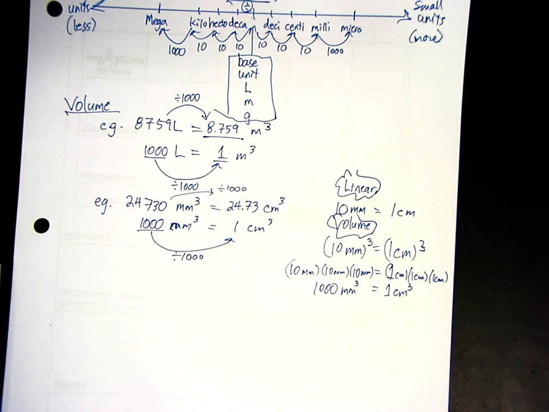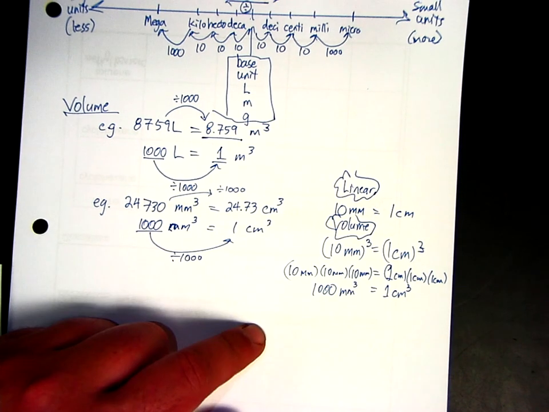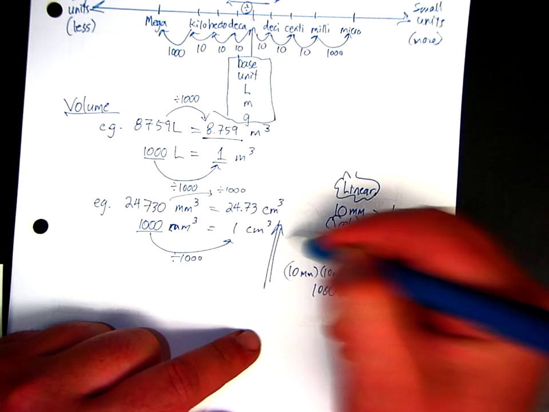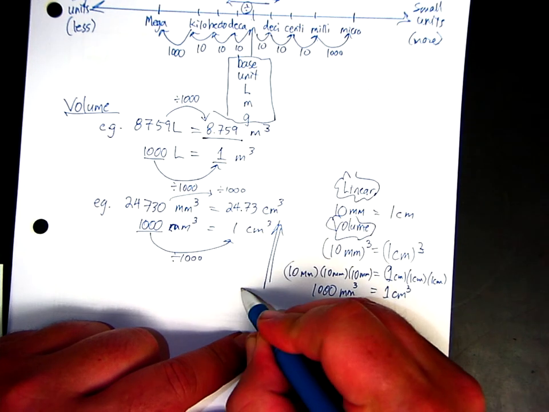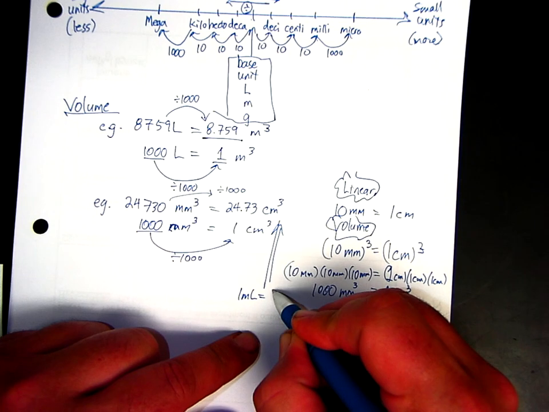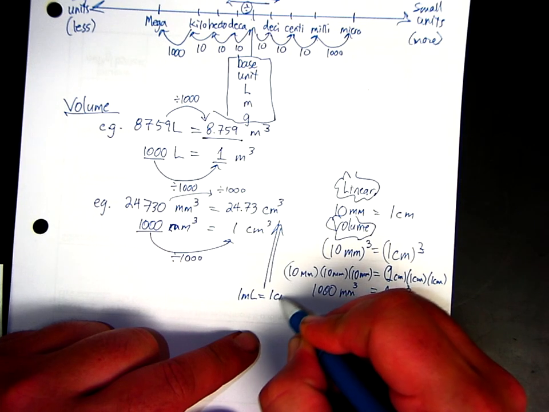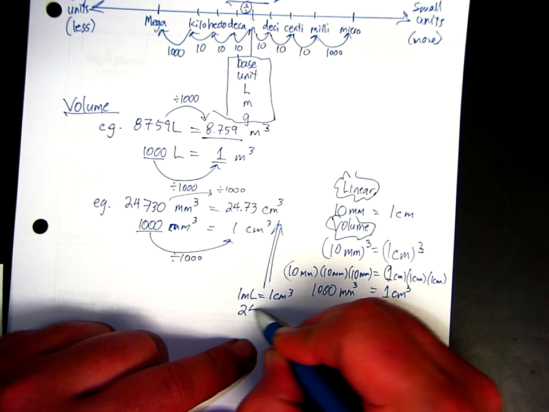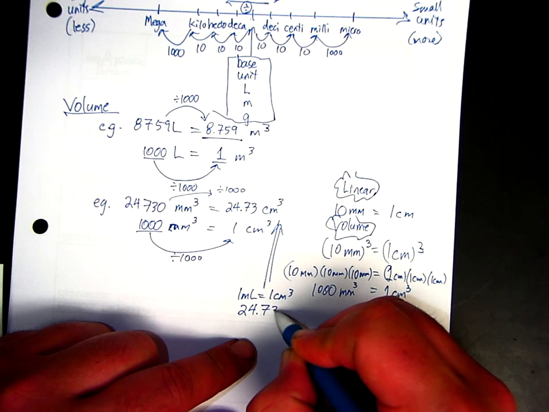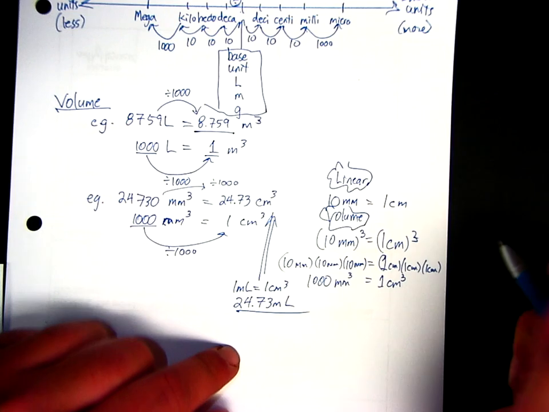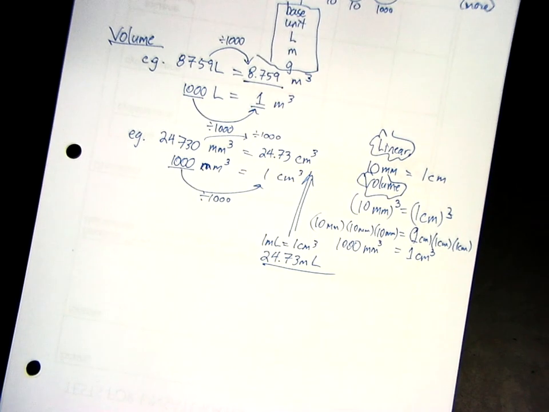Okay? So that's how you convert those ones. Why don't we, at the same time, see what that is in milliliters? Well, 1 milliliter equals 1 centimeter cubed, so that also matches 24.73 milliliters. Okay, just so you can see that conversion there too.